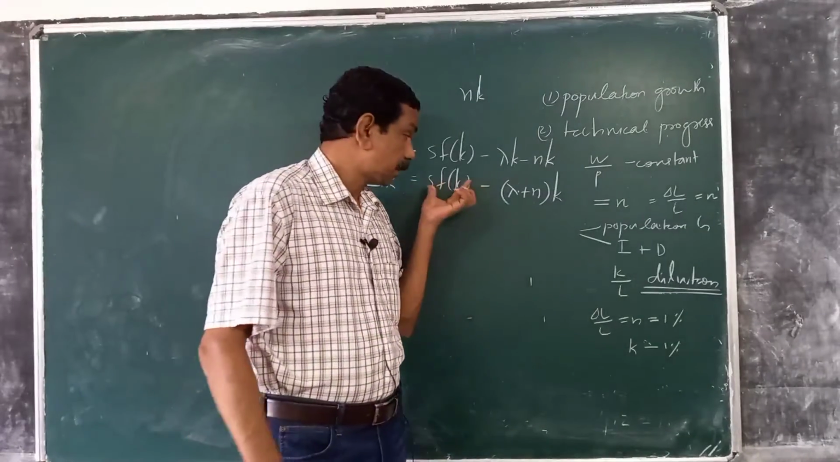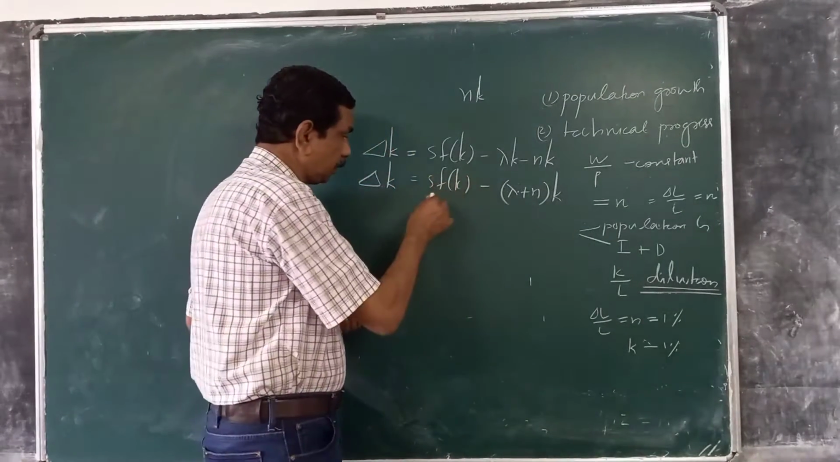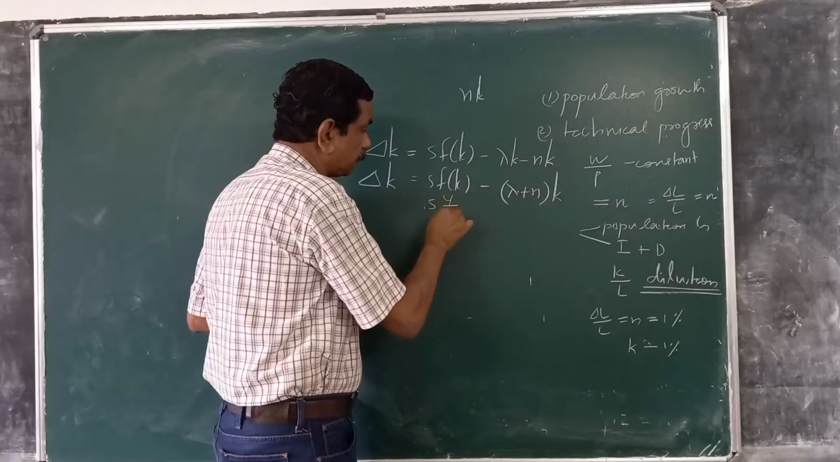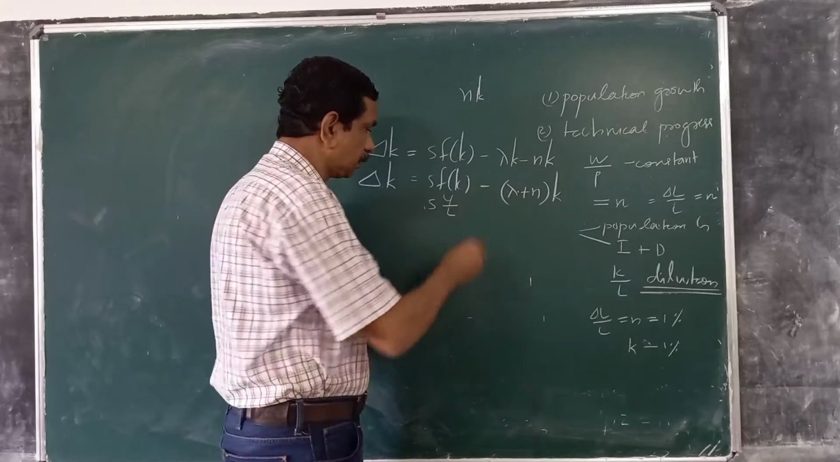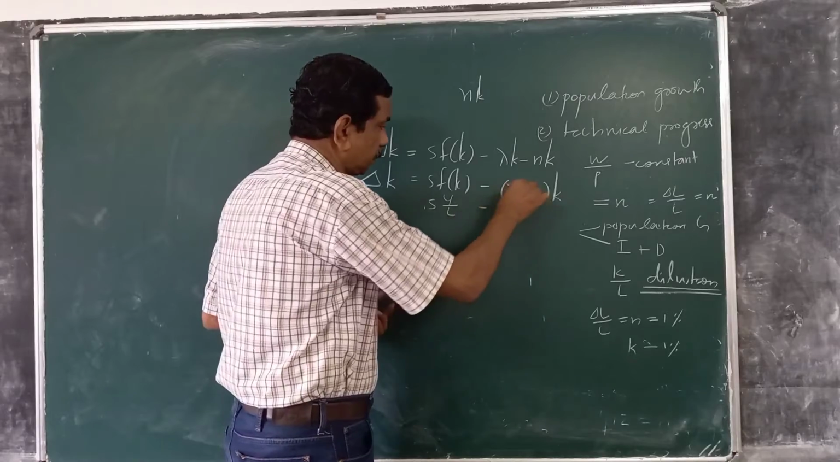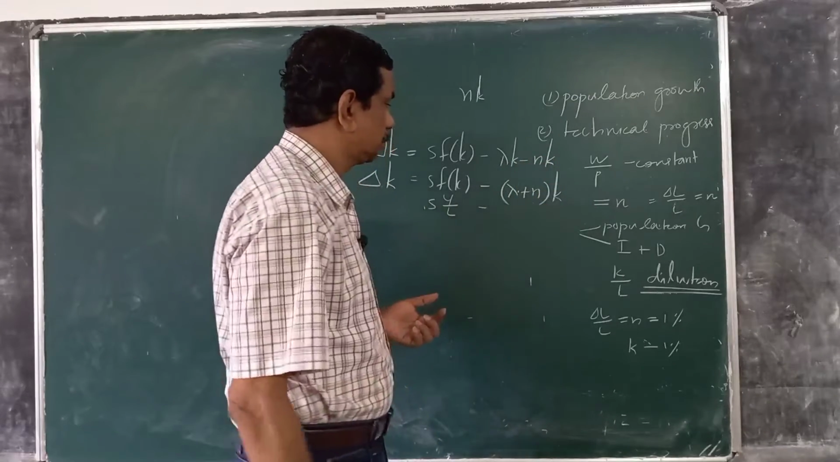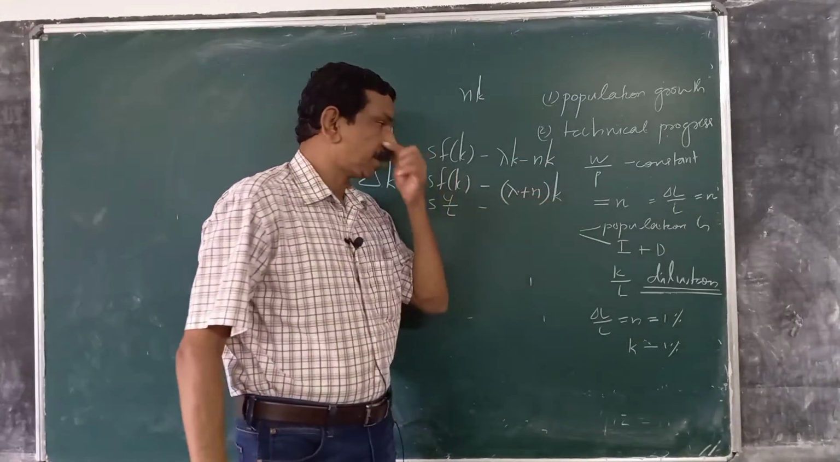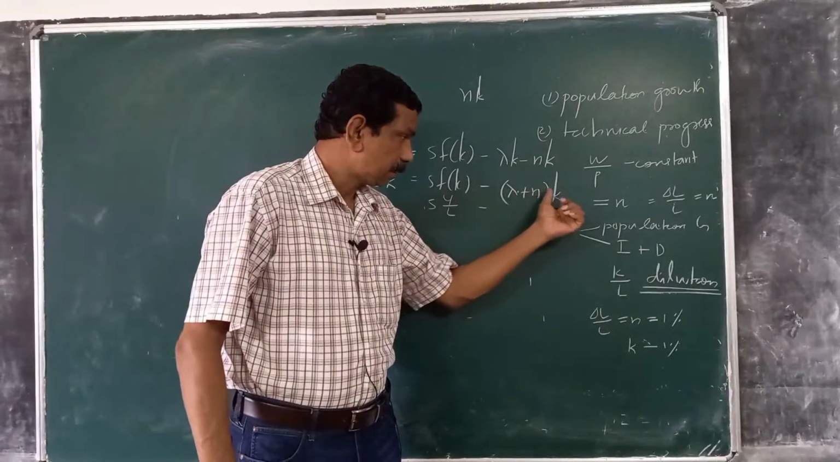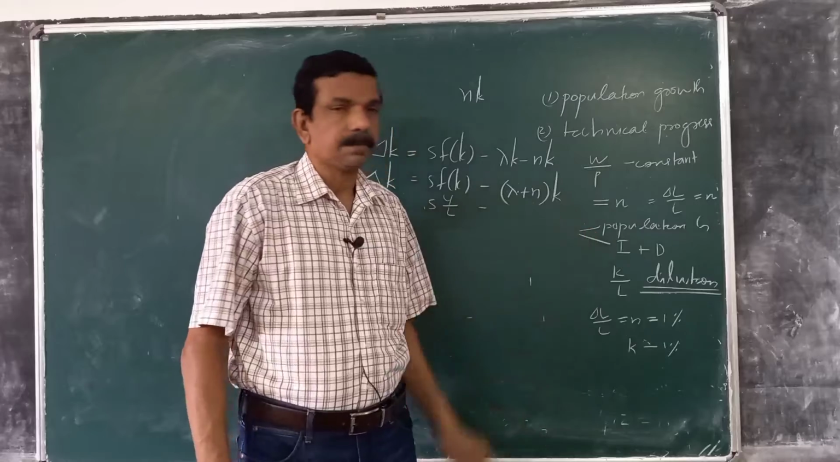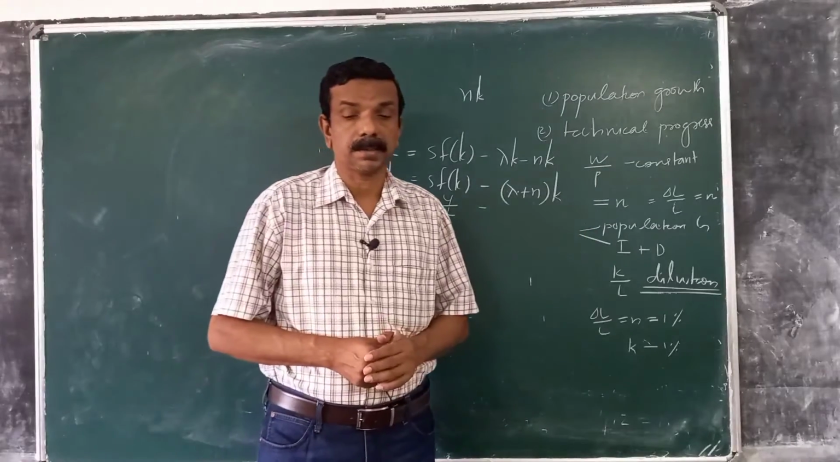This is savings per head. Fk is y, S into y by L. This is S of k is equal to S into y by L, savings per head, and this part is nothing but depreciation per head. Lambda plus n into k by L, depreciation per head.